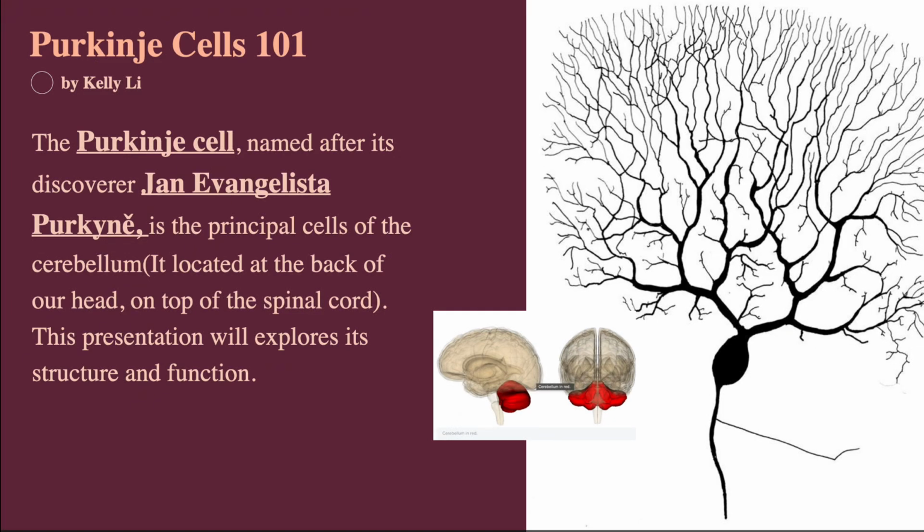Today I'm going to show you a little bit about Purkinje cells. The Purkinje cell is named after a physiologist, Jan Evangelista Purkinje. Purkinje cells are the principal cells of the cerebellum. The cerebellum is located at the back of our head, on top of the spinal cord, like right here, the red highlighted part of our brain.